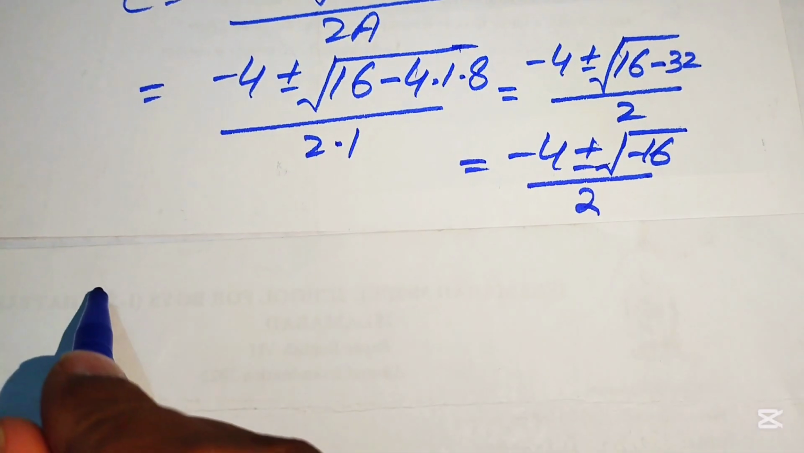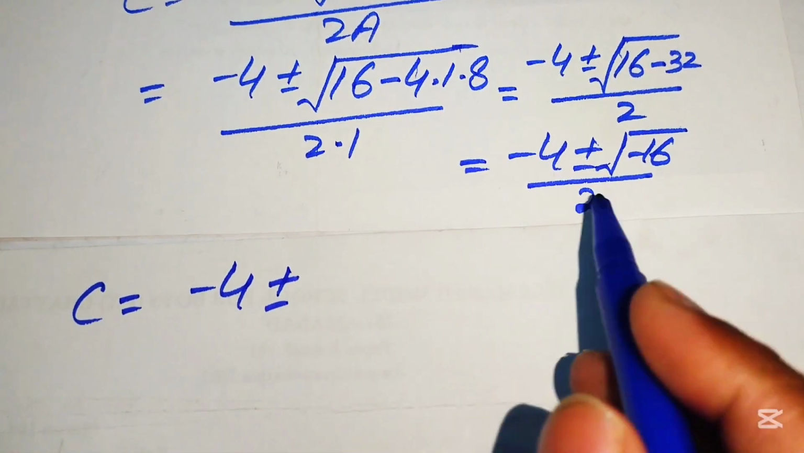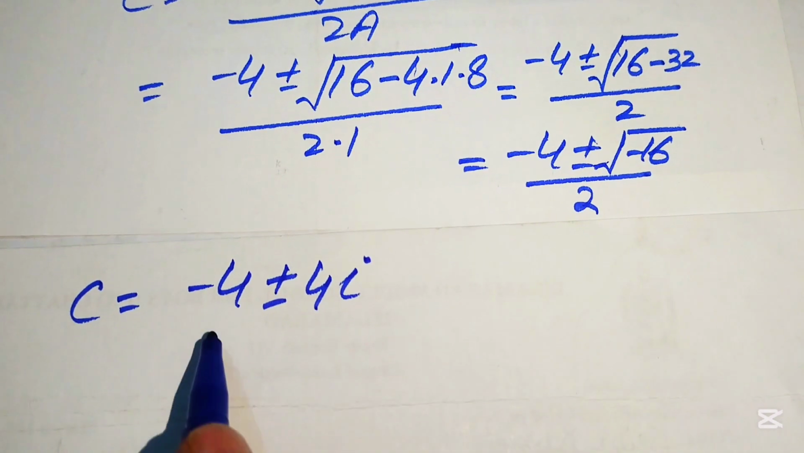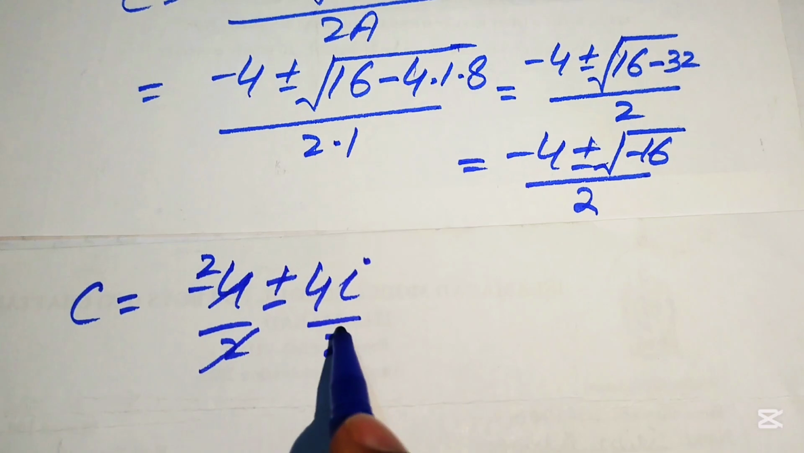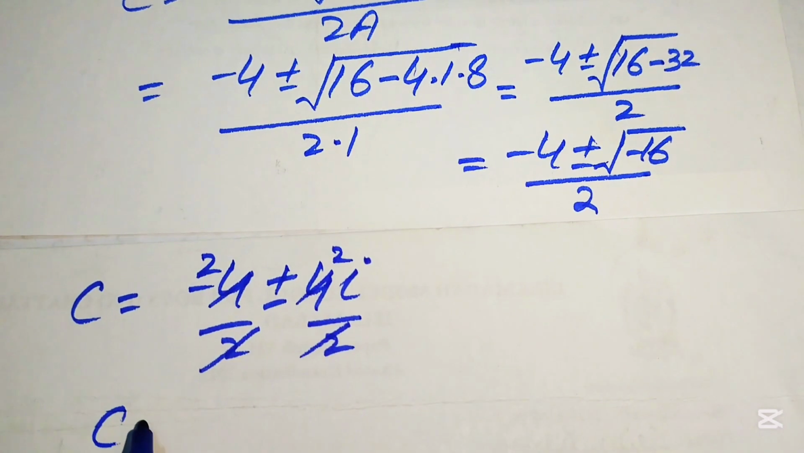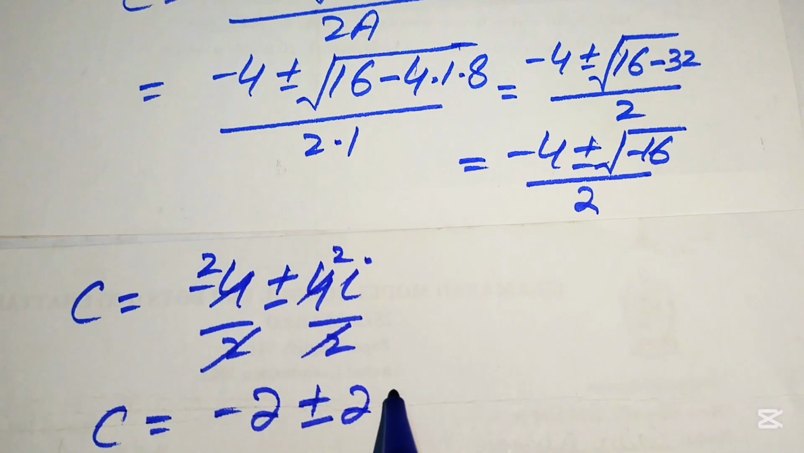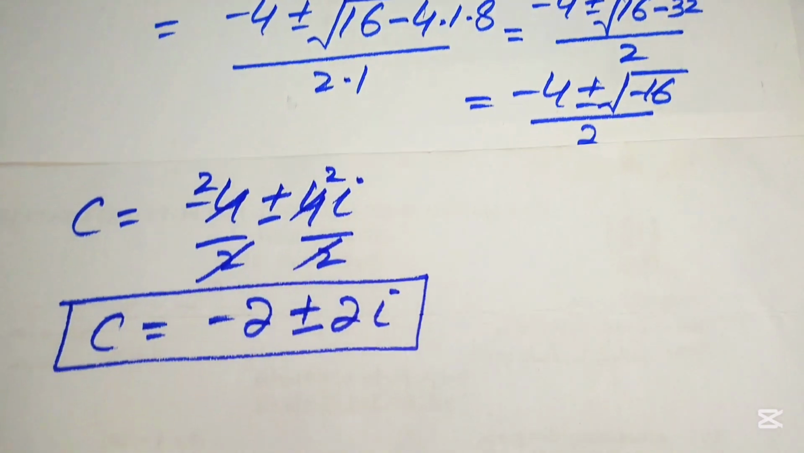After that we have the other values of c are minus 4 plus minus. We know that square root of 16 is 4 and square root of minus 1 is iota, and we break this fraction and we write this in this way. So these are cancelled by each other, 2 2s are 4 and 2 2s are 4. So we have c equals minus 2 plus minus 2 iota. These are the other two complex roots of the given equation.